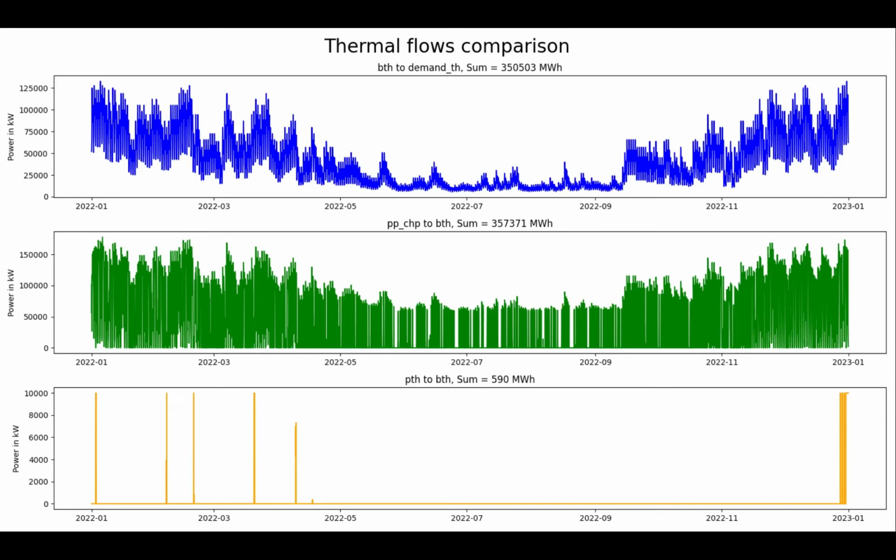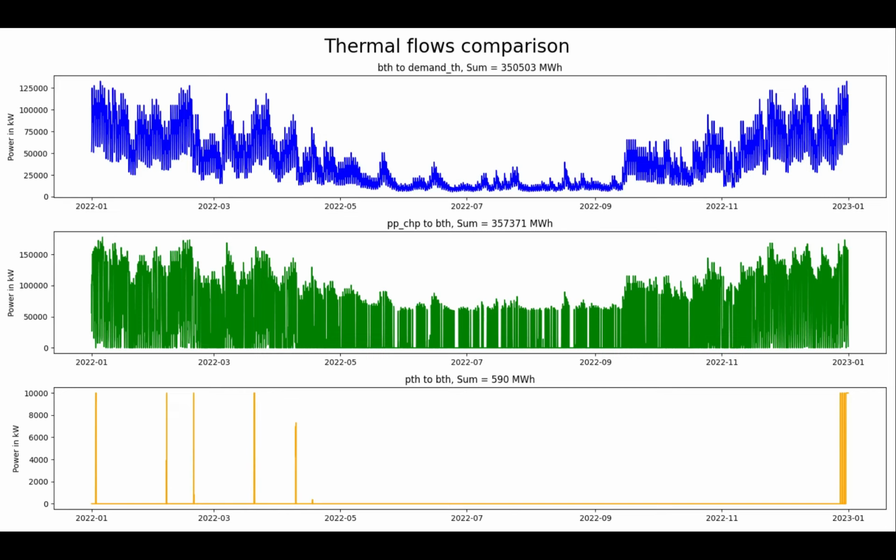These charts show the thermal flows. On the top, you can see B thermal to demand underscore thermal, which is the flow from the thermal bus to the thermal demand. In total, we have 350,000 megawatt hours, and it's shown here. In the middle, you can see the flow from the power plant to the thermal bus. It's 357,000 megawatt hours. It's a little bit more than the total production. In the middle, you can see the flow from the CHP power plant to the thermal bus, and at the bottom you can see the flow from the power to heat converter to the thermal bus.